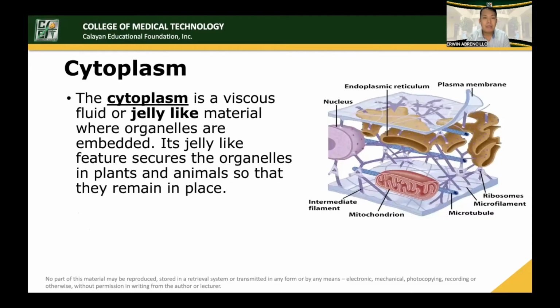So cytoplasm is a viscous fluid or jelly-like material where organelles are embedded. Its jelly-like features secure the organelles in plants and animals so that they remain in place. Because of the jelly material of the cytoplasm, the organelles do not just move from one place to another. Let us say that there is no jelly-like material. It will be very difficult for the organelles to function because they might keep on moving.